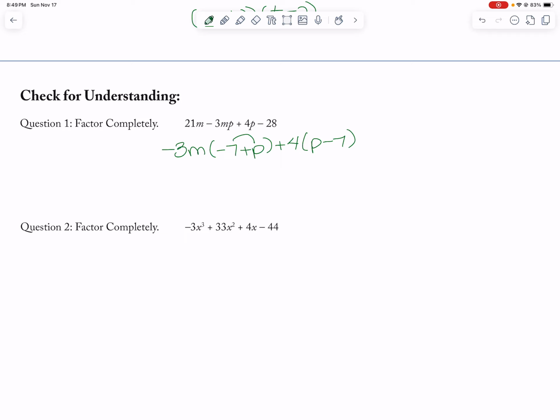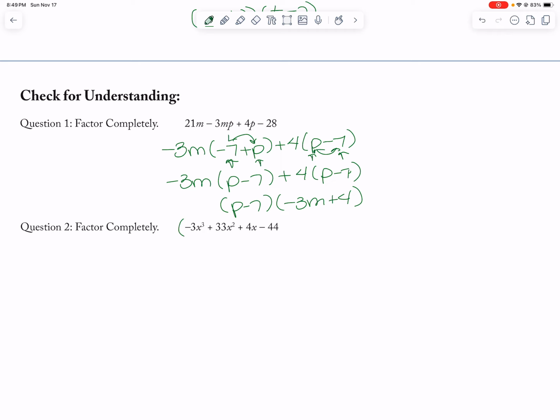Now, this 7 minus p, or negative 7 plus p, is the same thing as p minus 7 because the p's are both positive, and then the negative 7s are both negative 7s. So I could have rearranged this as 3m times p minus 7 plus 4 times p minus 7. Oops. So now a p minus 7 comes out, and I'm left with a negative 3m plus 4.